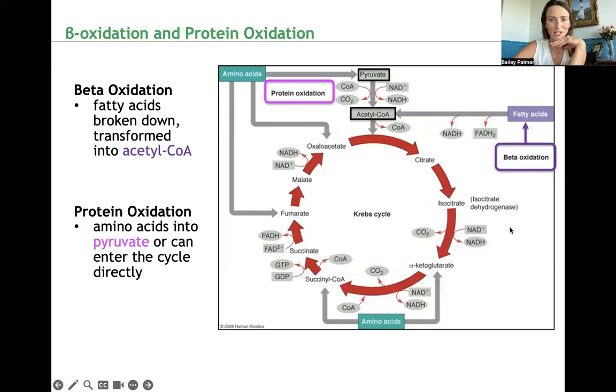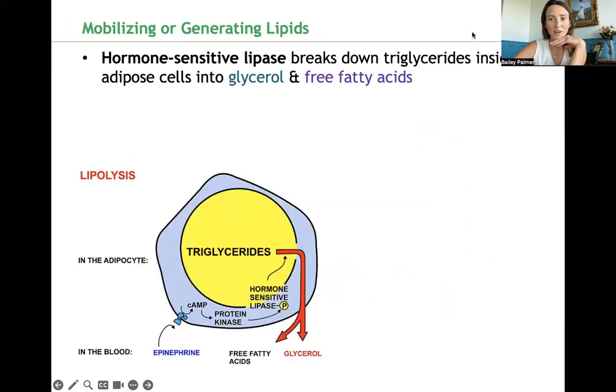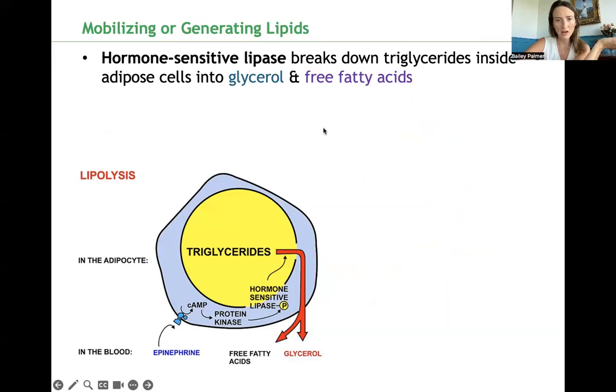Okay, so here we go, starting with reviewing the breakdown process of triglycerides. We know the enzyme hormone-sensitive lipase breaks apart the triglyceride that's stored in our fat cells, or adipose tissue. So we are breaking them down into glycerol and a free fatty acid. This process we know as lipolysis.